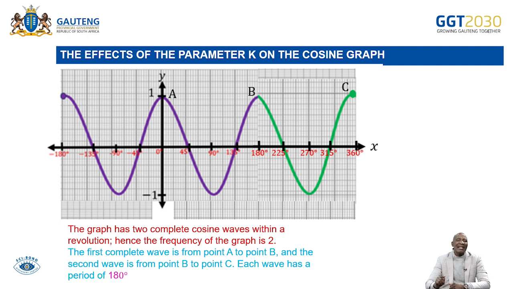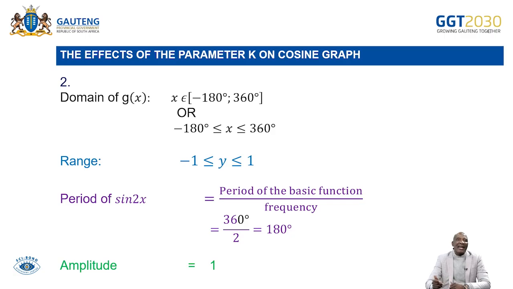Oh, so that means if it's a 3, I must expect 3. If it's a 4, I must expect 4. Okay, something like that. If it's 1, I expect 1 complete wave within a revolution. Right, again, our domain is x is an element of negative 180 to 360 degrees, inclusively, using square brackets. And then our range is negative 1 to 1. Range is not affected, but period has been affected.